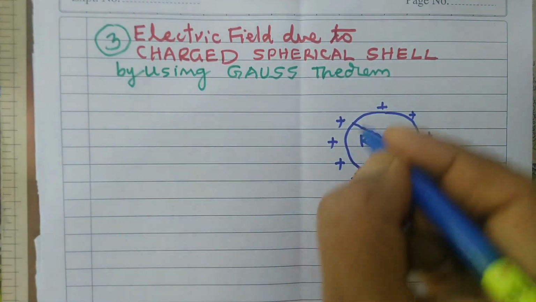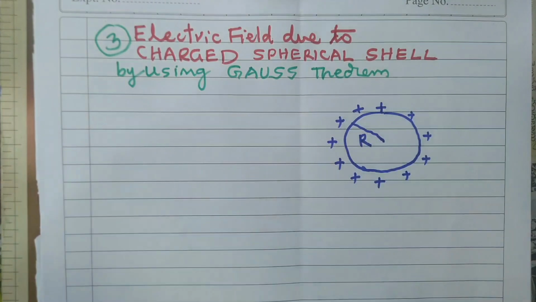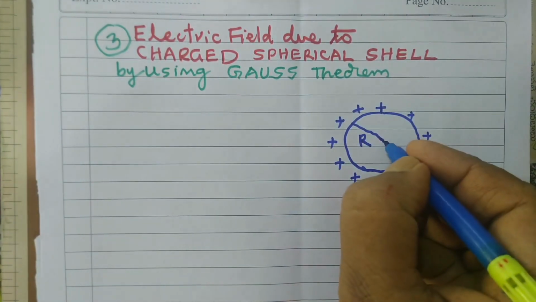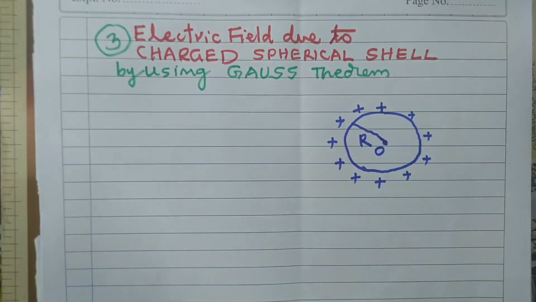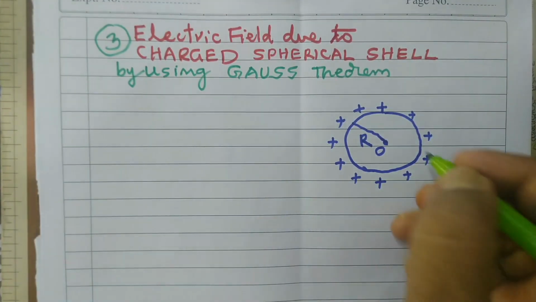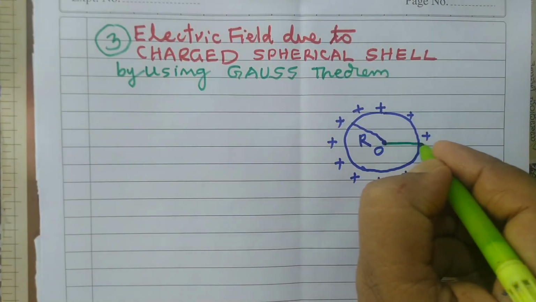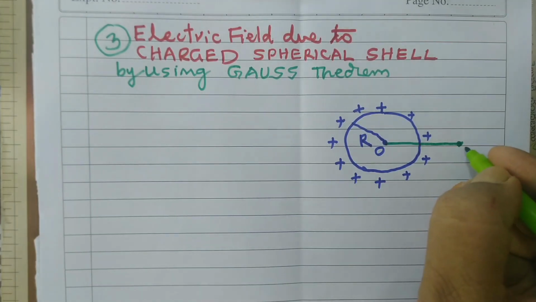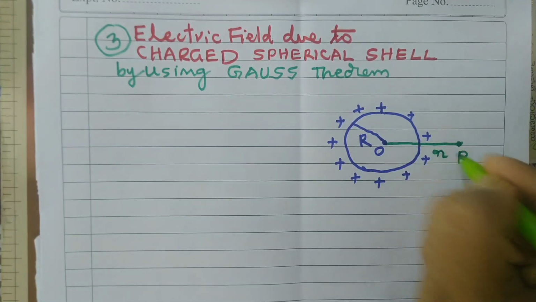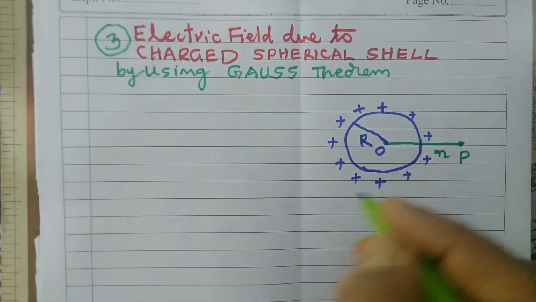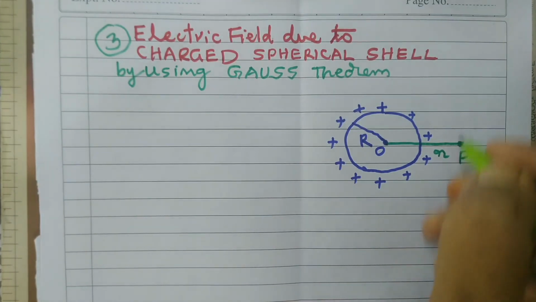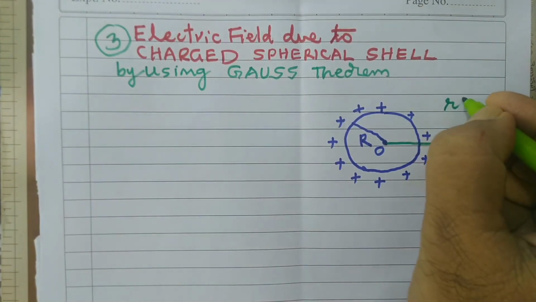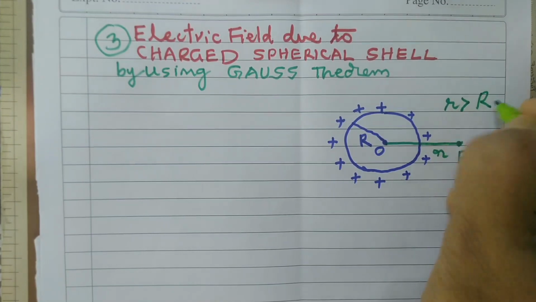Now we are going to find out, from the center of the circle, at a distance of small r, the electric field. Our aim is to find the electric field at this point P, which is at a distance of r. If you observe carefully in this figure, you will find that r is greater than capital R.